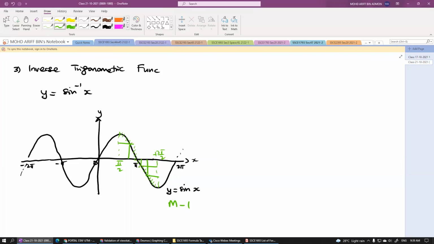But let's say I'm considering the left hand side. Instead of from pi over 2 to 3 pi over 2, may I take from minus pi over 2 to positive pi over 2? Yes, sir. Which one should I take to make it 1-to-1? Minus pi by 2 to pi by 2. Why?